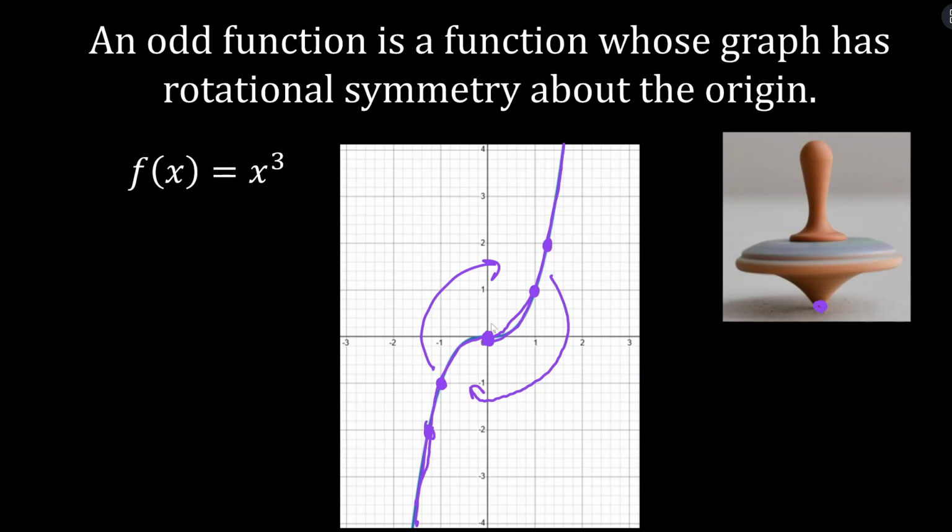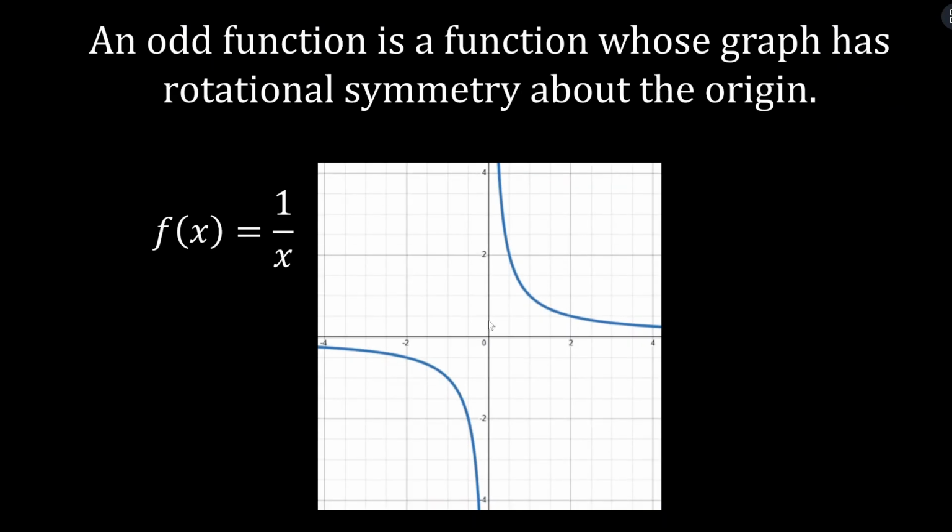So it's kind of harder to visualize, but let's look at a couple more examples. And I like this example because it shows that an odd function doesn't have to intersect the origin. It doesn't have to have a point here. It just has to have rotational symmetry about this point.